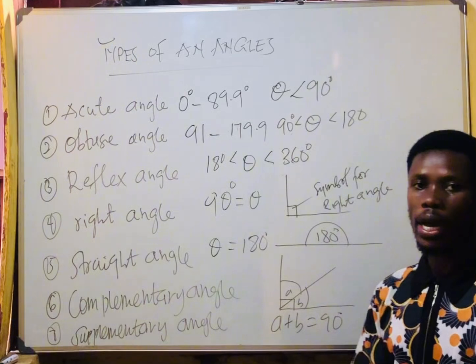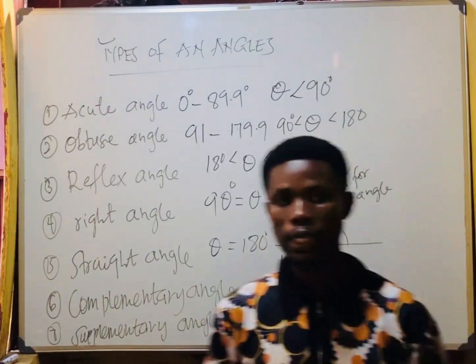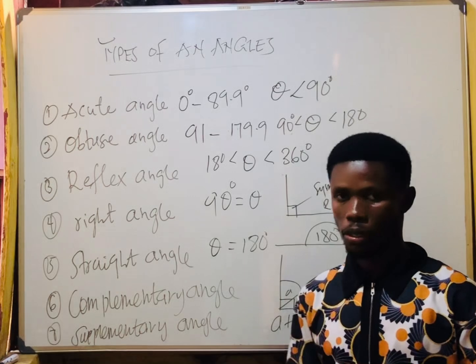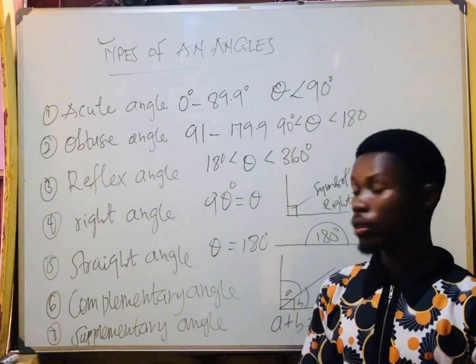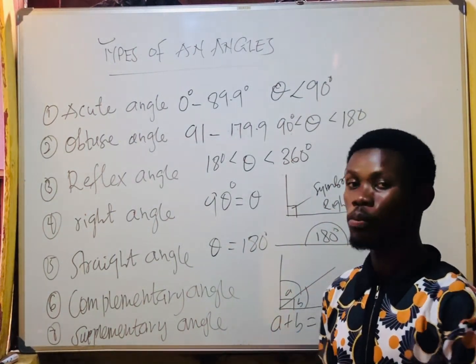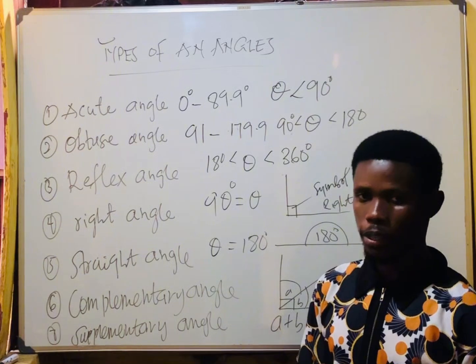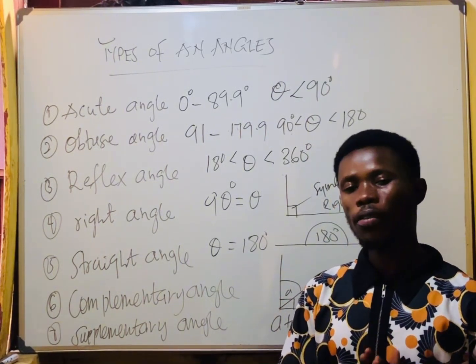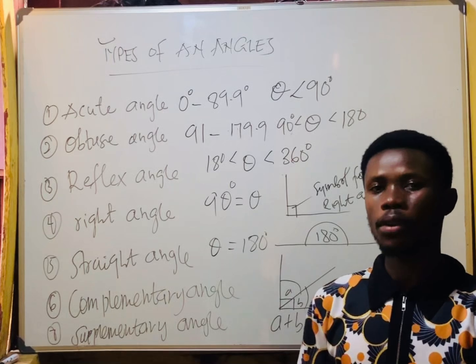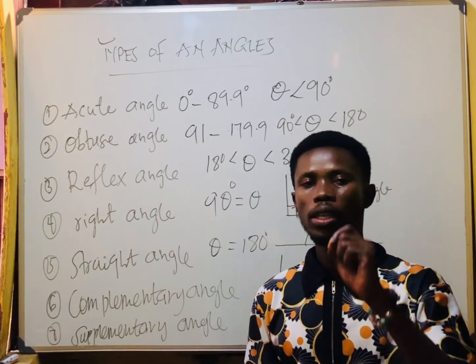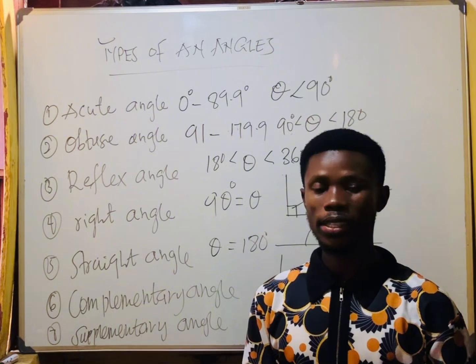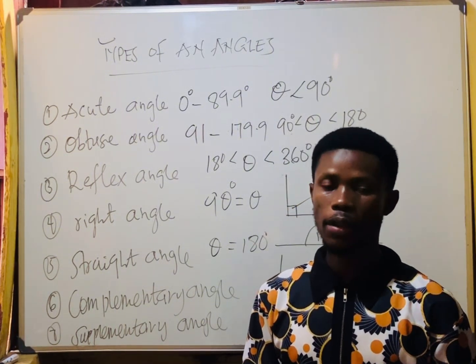So when you have angles whose sum is 90 degrees, we can say that they are complementary angles. When the sum is 90, it is complementary. Then when we have angles whose sum is 180, then we can say it's what? Supplementary angles. So that's basically the types of angle.